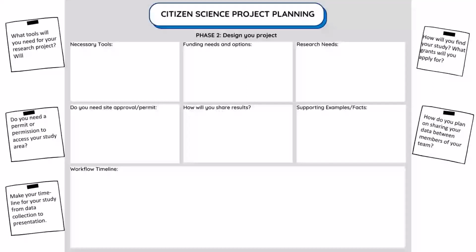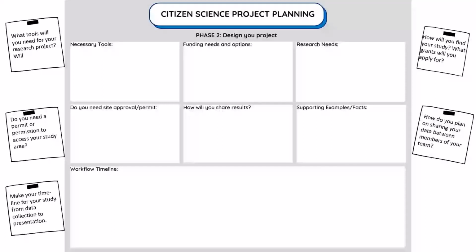Another important need is to identify whether or not you'll need site approval or permits. Even though a lot of these projects are geared towards serving the greater good, sometimes you'll need a special use permit in order to access land. For example, if your studies are being conducted at a park, you may need a special use permit by a government agency to access certain regions that might be outside the general public access.